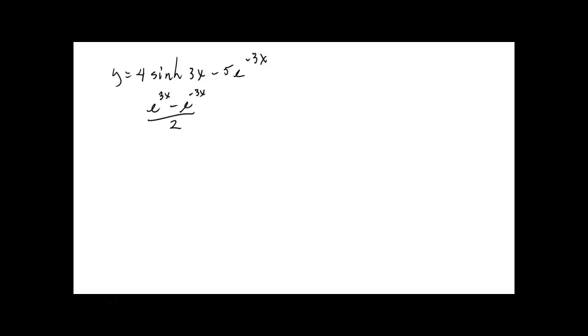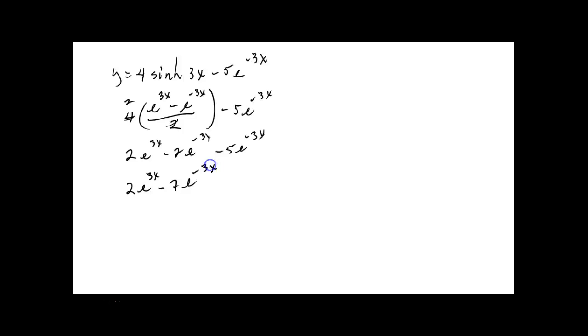So mess around with another expression. First thing they do is write hyperbolic sine in terms of what it is. In fact, listed as that minus 5e to the minus 3x. Okay? Now this, of course, is 2e to the 3x minus 2e to the minus 3x minus 5e to the minus 3x, which comes out being 2e to the 3x minus 7e to the minus 3x.